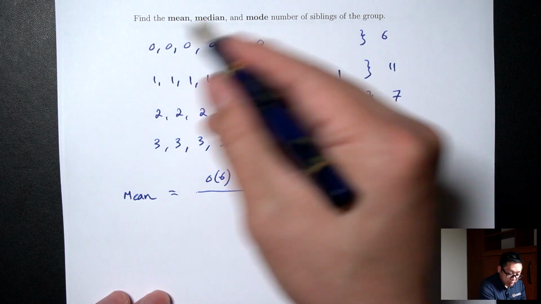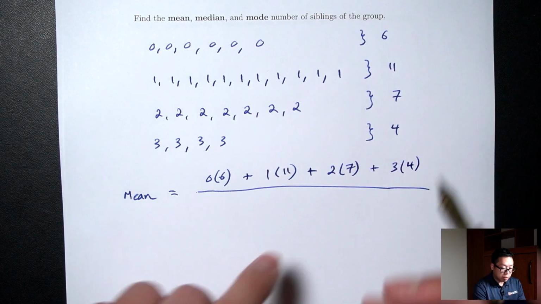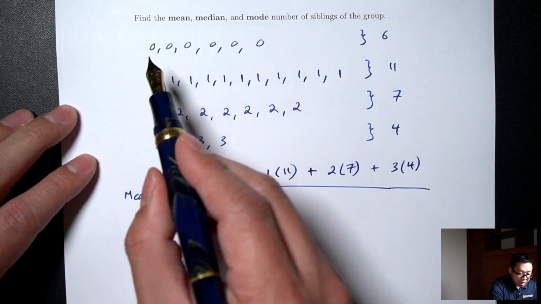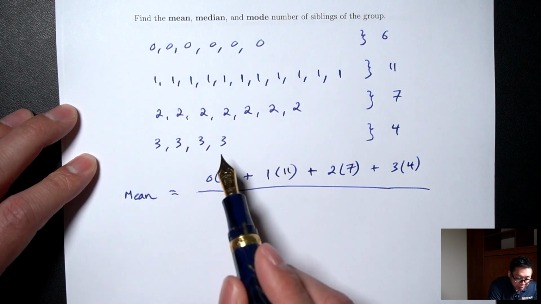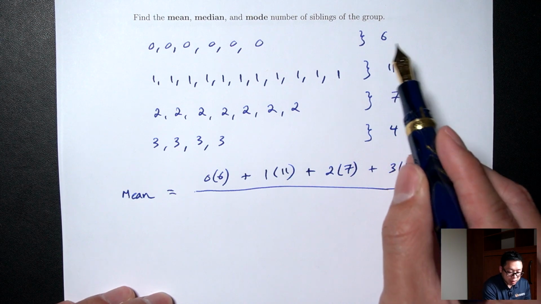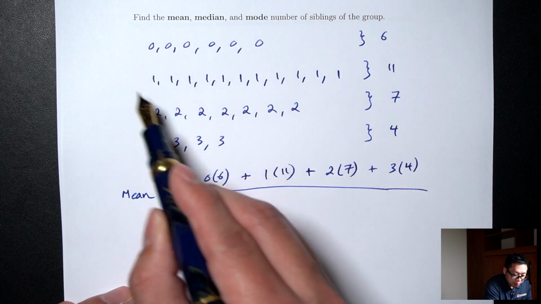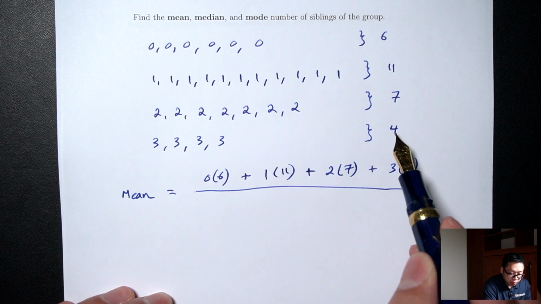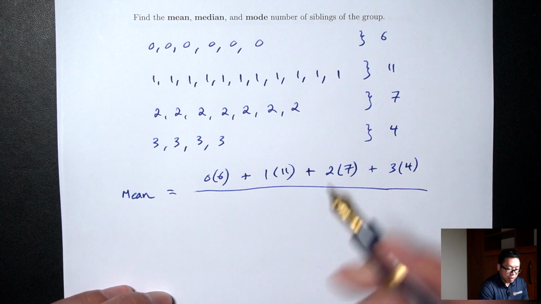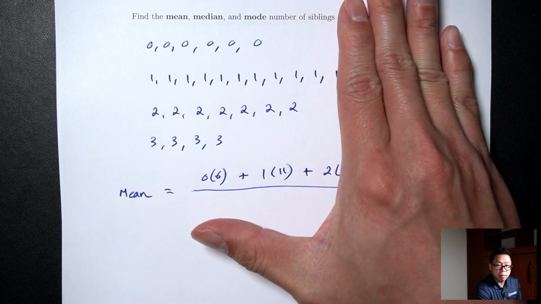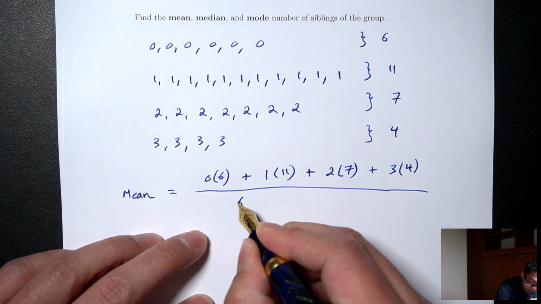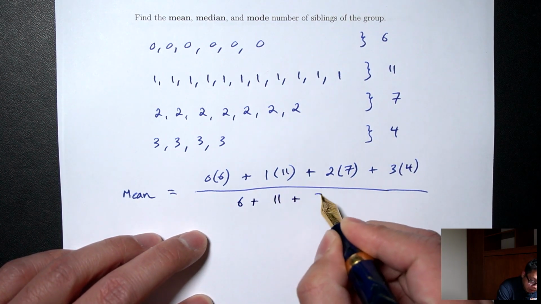Okay, so at the top, I added up all my data values, and now we need to divide by however many data values we have. Now you could also count 1, 2, 3, 4, 5 all the way to the end, but an easier way is to use these numbers, right? This 6 means that there's 6 of these, there's 11 of these 1s, there's 7 of these 2s, and 4 of these 3s, which means all I need to do is add up these frequencies, and that should tell me how many data values I have in my data set. So add up the frequencies, 6 plus 11 plus 7 plus 4.